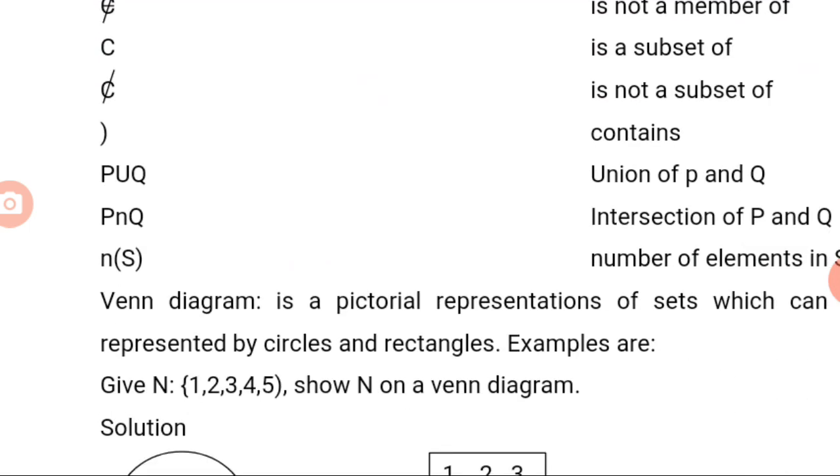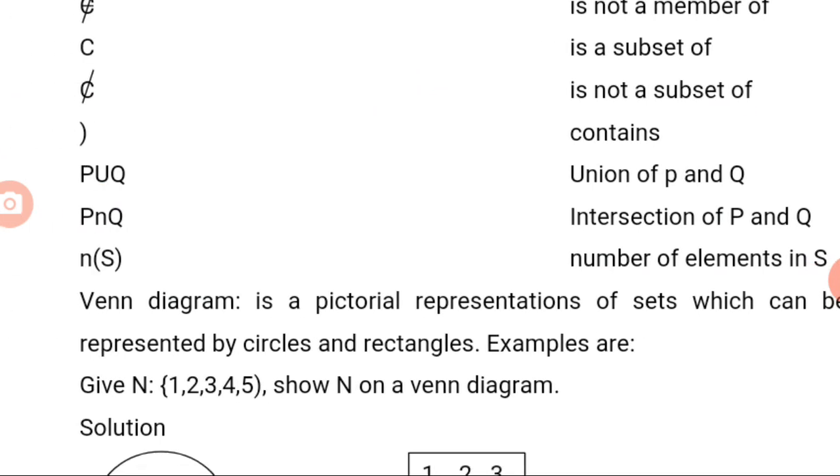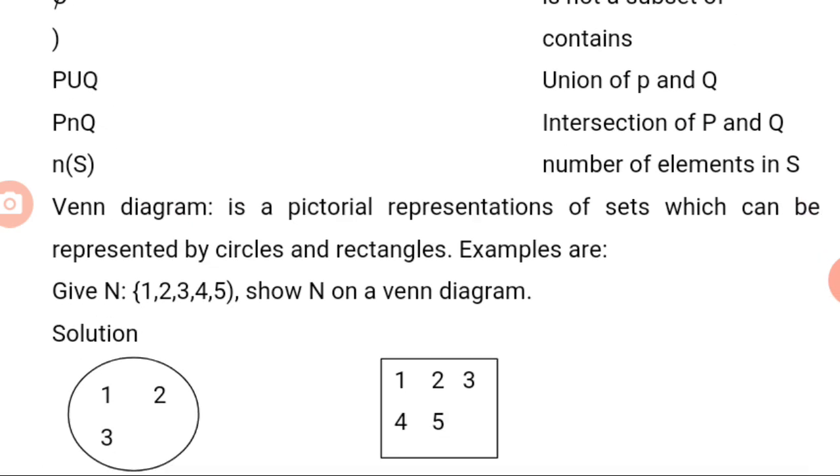Now, the next one is small n, open bracket, capital S, close bracket, which means the number of elements in S. Now let us look at the definition of Venn diagram.